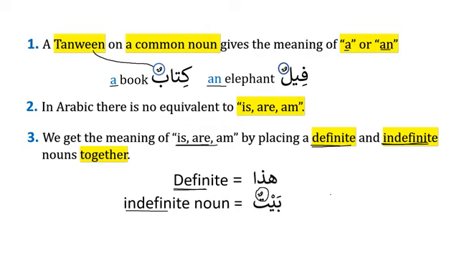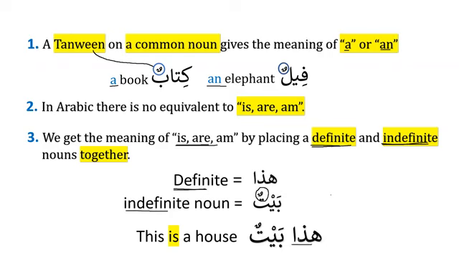So when we put these two nouns together, hada and baytun, it becomes a complete sentence, and the meaning will be, this is a house. So how do we get the meaning of is? Basically, we put two nouns together, definite and indefinite, and ultimately we get the meaning of a complete sentence in English. So it becomes, this is a house.